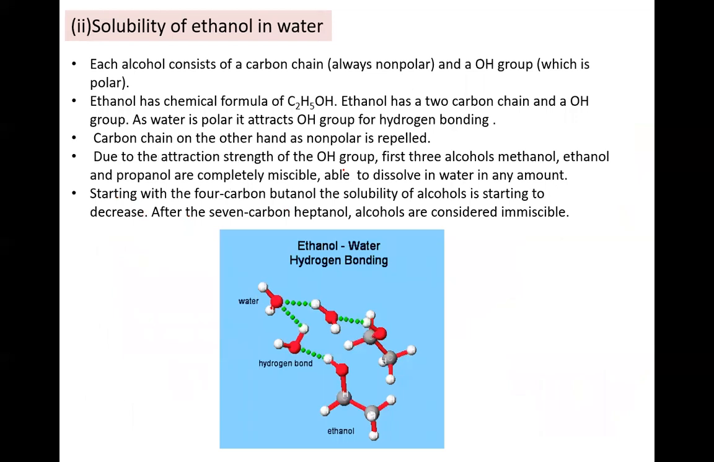Now let's look at the solubility of ethanol in water. Each alcohol consists of a carbon chain, which is always non-polar, and an OH group, which is polar. Ethanol has the chemical formula C2H5OH, with a two-carbon chain and an OH group. As water is polar, it attracts the OH group through hydrogen bonding. So this is the structure of ethanol.